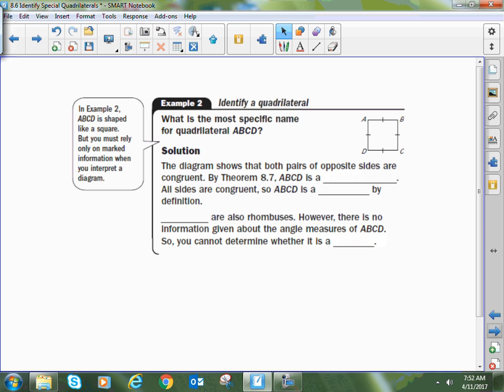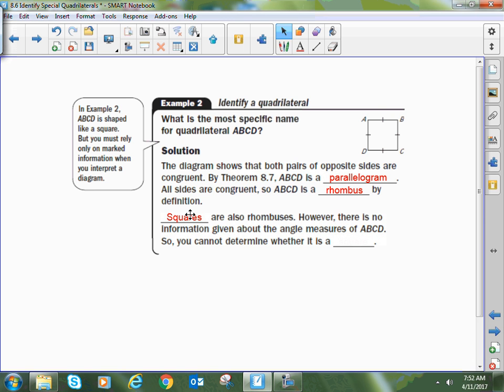Now here, what's the most specific name that we could give to this? Because I have four sides that are congruent to each other, and that's all I really know, then we should really only say that it's a rhombus.